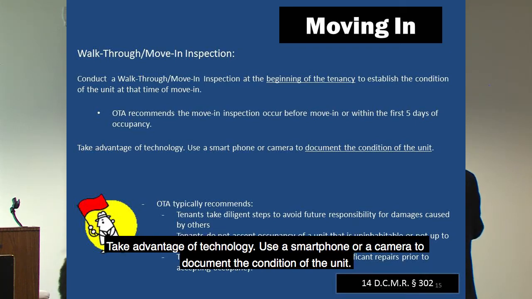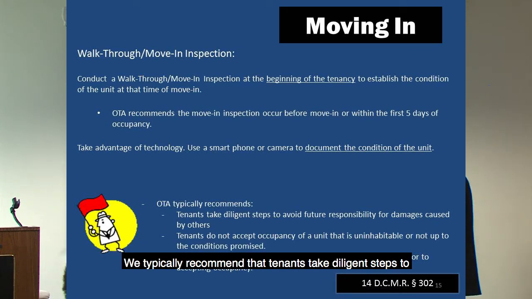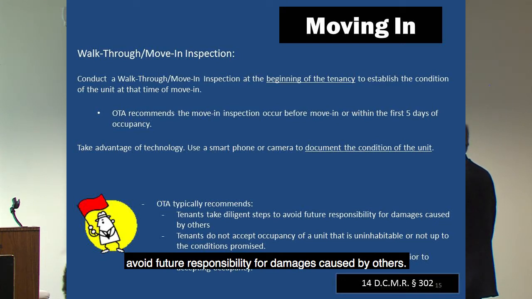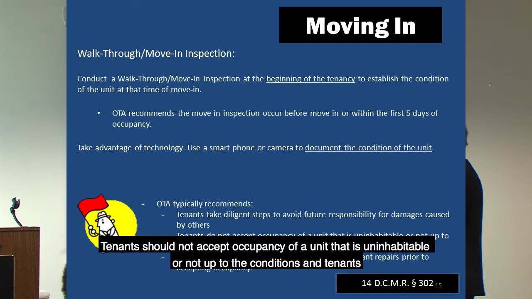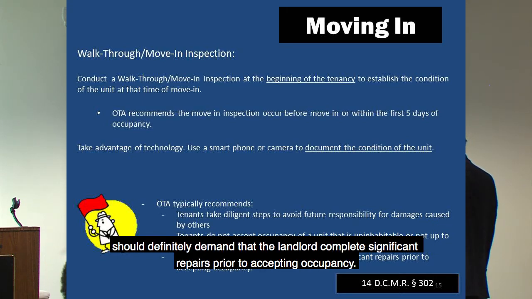And take advantage of technology. Use a smartphone or a camera to document the condition of the unit. We typically recommend that tenants take diligent steps to avoid future responsibility for damages caused by others. Tenants should not accept occupancy of a unit that is uninhabitable or not up to the conditions promised. And tenants should definitely demand that the landlord complete significant repairs prior to accepting occupancy.